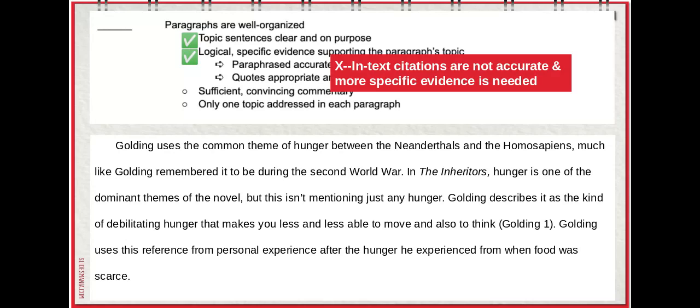As you can see, it's very short. The commentary needs to be more. That's what would make the length of this paragraph longer. They need to speak more about this debilitating hunger. But they did address only one topic in this paragraph. So this paragraph is not terrible. They just need to add some commentary in there.